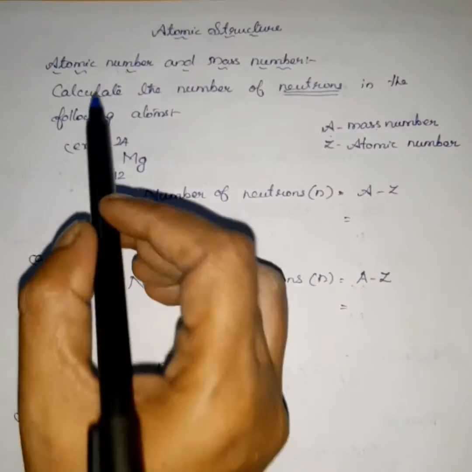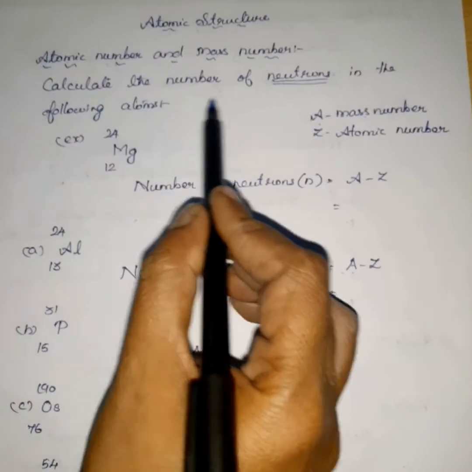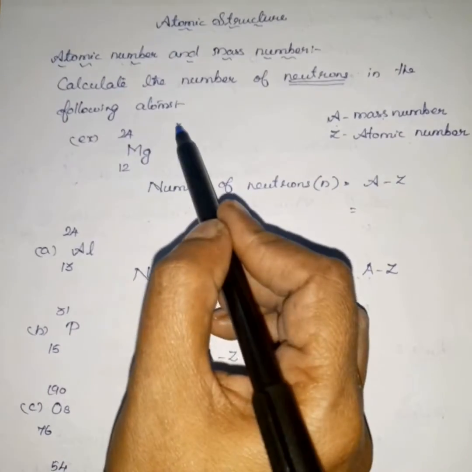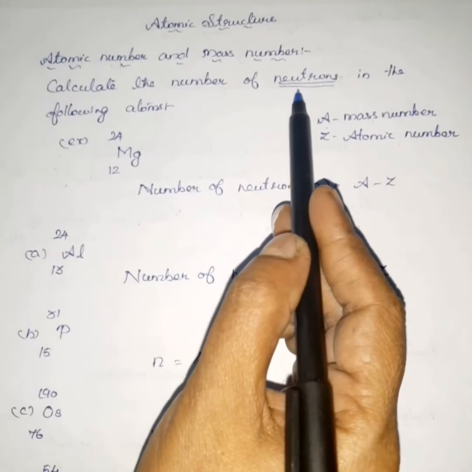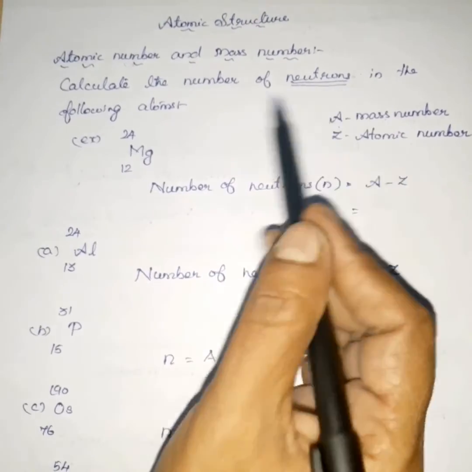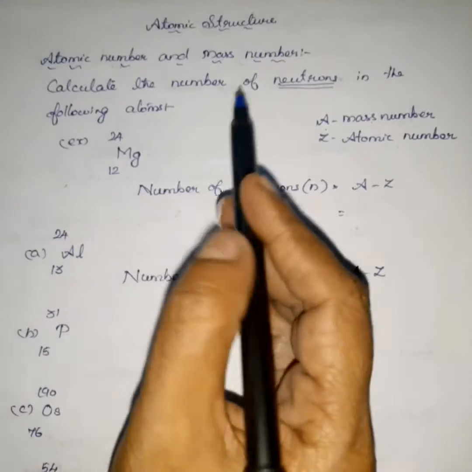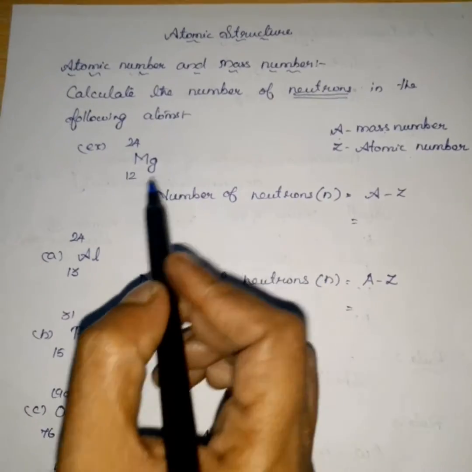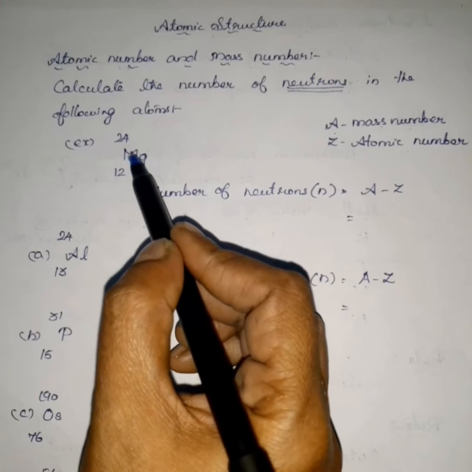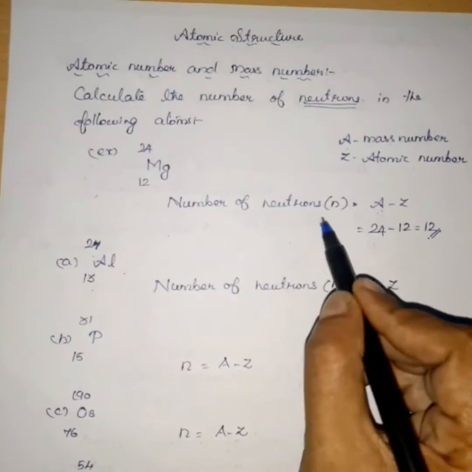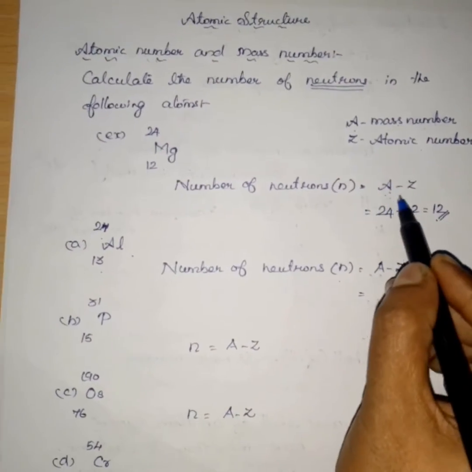Now listen. Calculate the number of neutrons in the following atom. So one example is given in your book: magnesium, 12, 24. The number of neutrons N is equal to A minus Z.